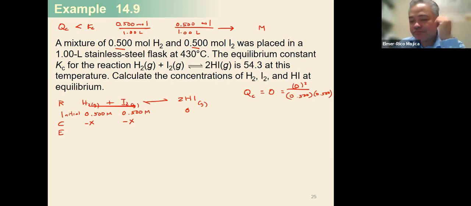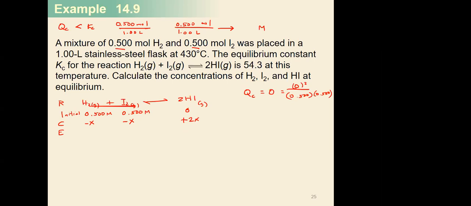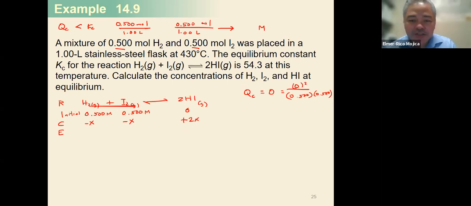Now, since the reactant is being reduced, what do you think happened to the product? Will the product increase or decrease? Okay, the product would form, so it will increase. How much of the product is formed? We just use plus 2X. Why 2X? Anyone? Because of 2HI. Whatever the coefficient is here, that's the number that you're going to put.